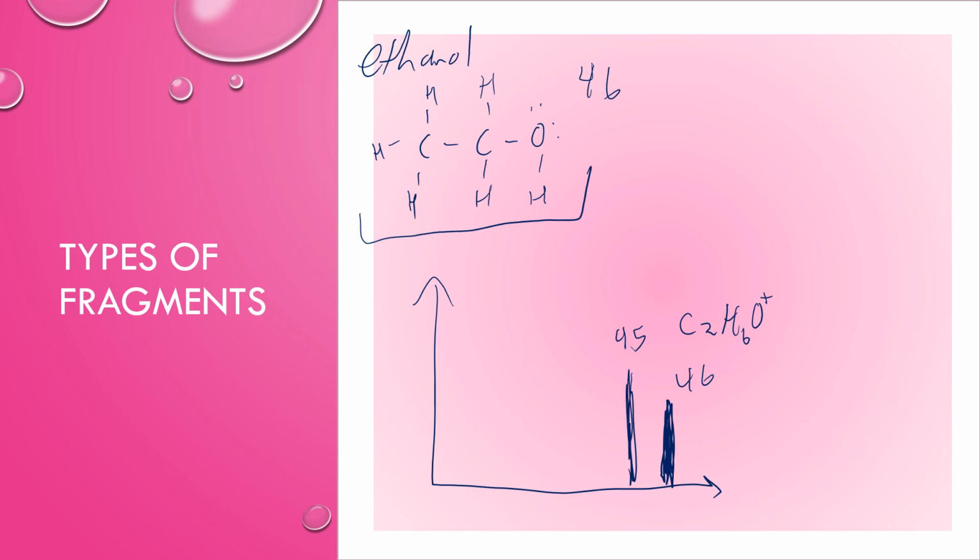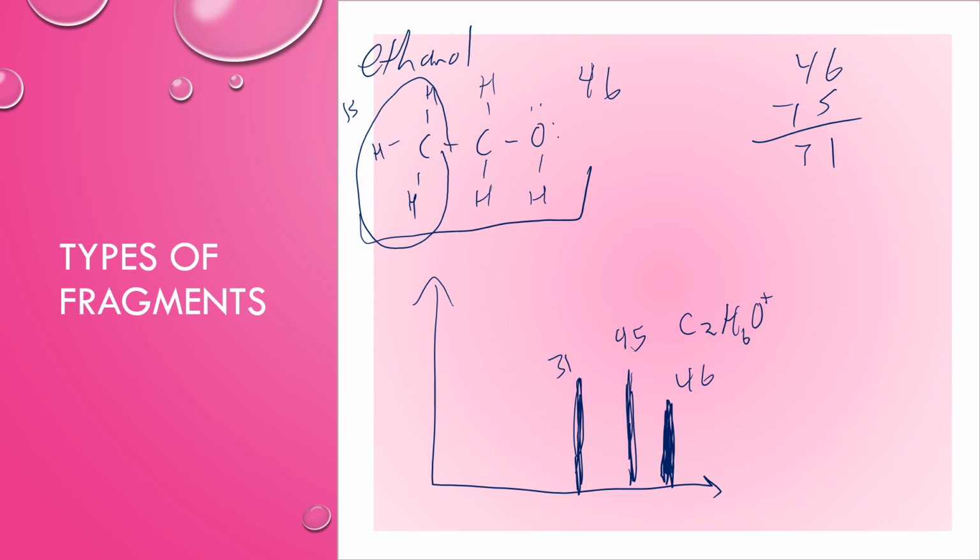You could also see where this whole CH3 leaves. And if you use your data booklet, you know that CH3 is a mass of 15. And so 46 minus 15, you have 31 left over. So you'll also probably see a fragment at 31. Let me go ahead and label both of these ones.